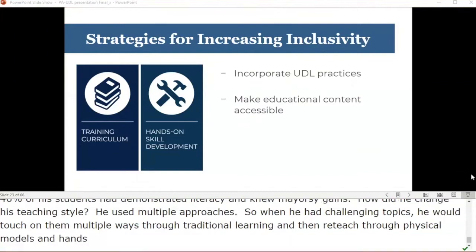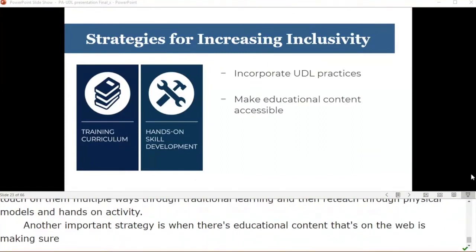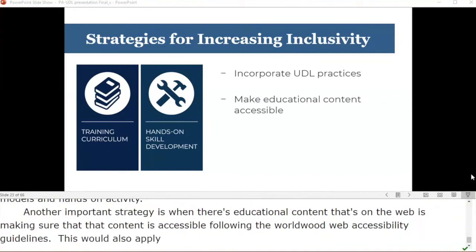Another important strategy is, when there's educational content on the web, making sure that content is accessible, following the World Wide Web accessibility guidelines. This would also apply for pre-apprenticeship applications and apprenticeship applications. Next slide, please.